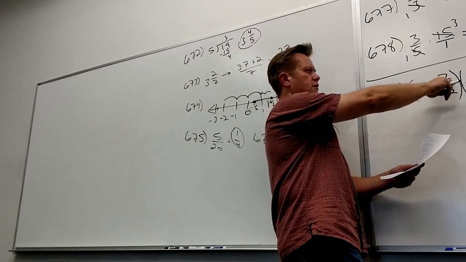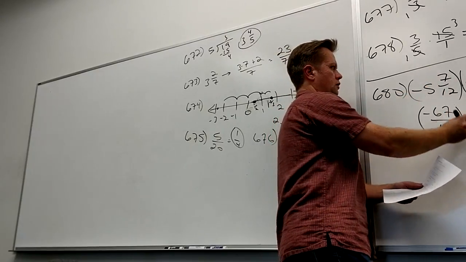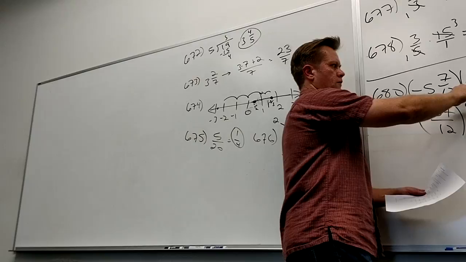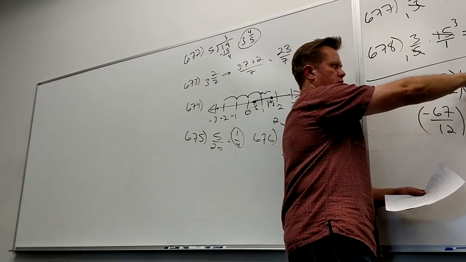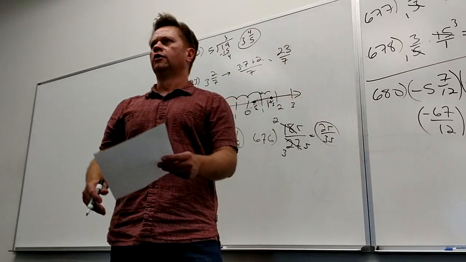Yeah, this is negative 67 over 12 times 48 over 11.